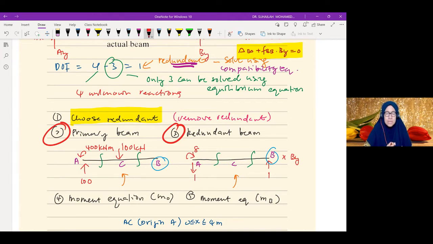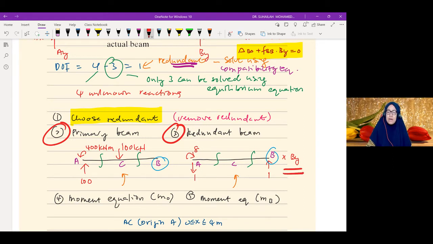The primary system is a determinate beam subjected to all the external loading. The redundant beam is where the redundant BY is applied. It is a determinate beam subjected to a unit value of redundant. So in the redundant beam, we just put a unit value into the system and we calculate the reaction due to a unit value. We put BY outside.